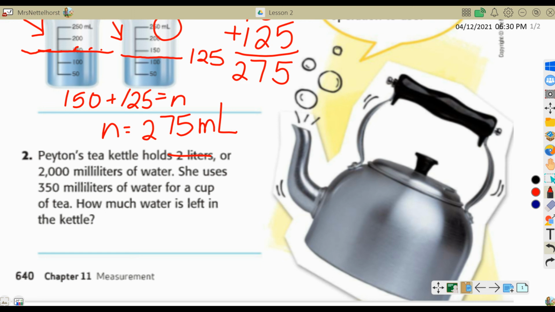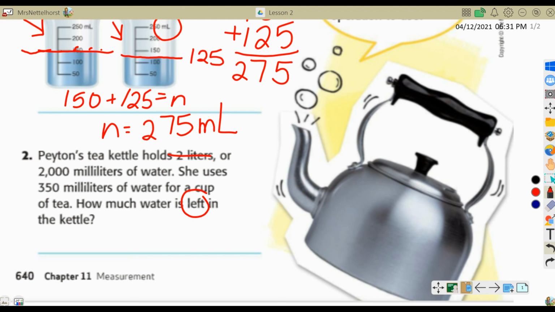Let's find out what they want us to do with this. Peyton's tea kettle holds 2,000 milliliters of water. She uses 350 milliliters of water for a cup of tea. How much water is left in the kettle? Okay, so I know that this word left, if it's left behind, that means I have to subtract. I had a bunch, I took a little bit out, what's left in there? A smaller amount than I started with, so I'm going to have to subtract to make it smaller.